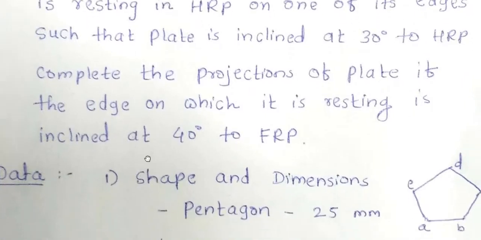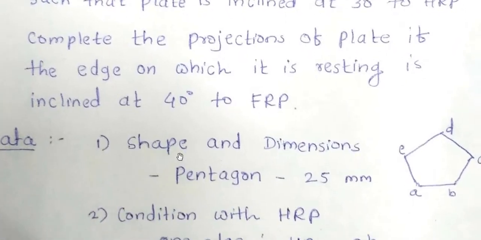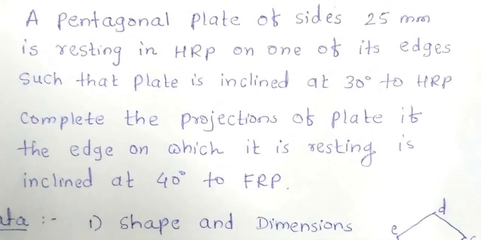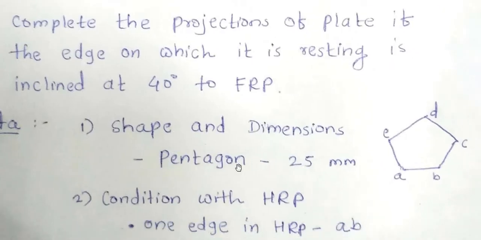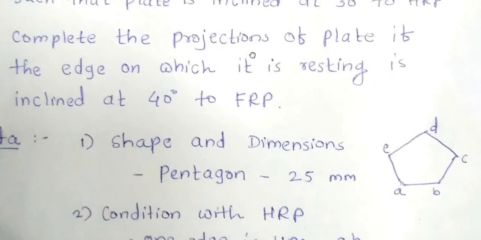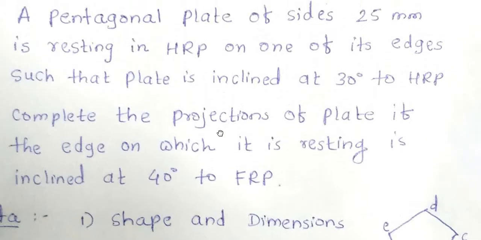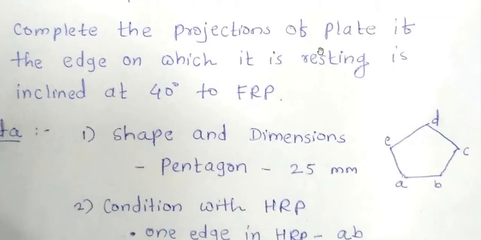So the first data we require is shape and dimension. So clear cut, the shape mentioned in the problem is pentagon. So we'll write down pentagon here, and its dimension. Minimum dimension required to draw a pentagon is length of the side, and it is given 25 mm. So the first data type is clearly figured out. It is a pentagon of sides 25 mm.